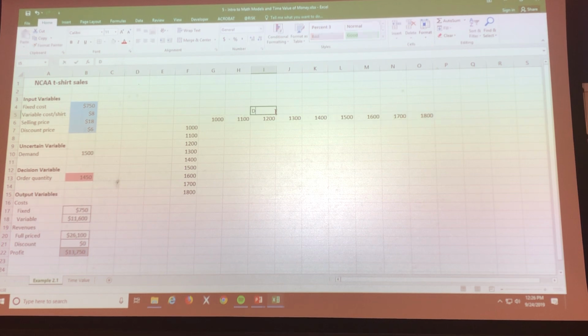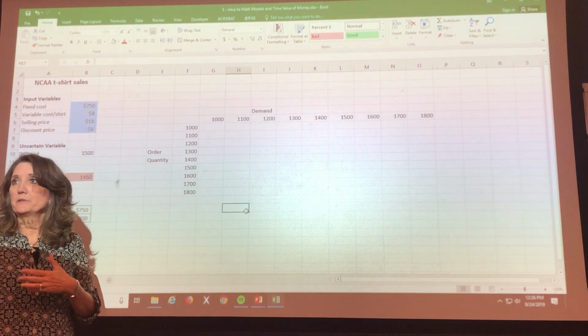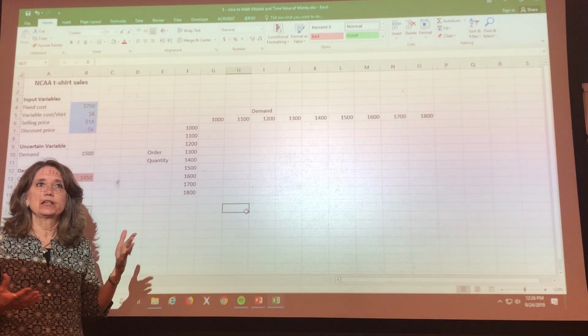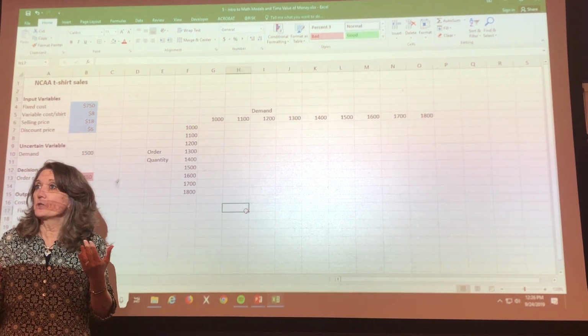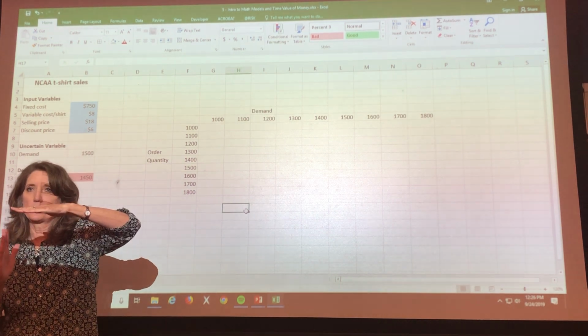It says in the row, do demand. For demand, for order quantity. There we go. So if I believe that demand really could be anywhere from 1,000 to 1,800, then I would probably consider any order quantity between 1,000 and 1,800, right? So I'm setting up a two-way data table right now. I put the two inputs in, demand and order quantity.